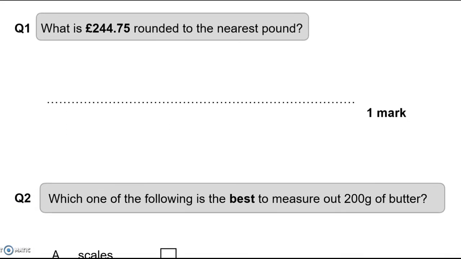What is 244.75 rounded to the nearest pound? So to the nearest pound means that we'd have no pence. Looking at the digit next to the decimal point, we've got a 7. That means we're going to round this up. So it's going to be £245.